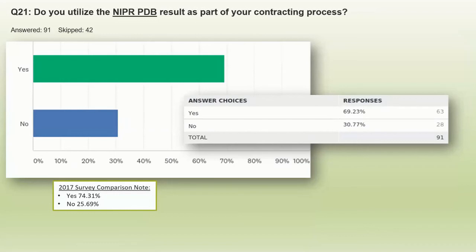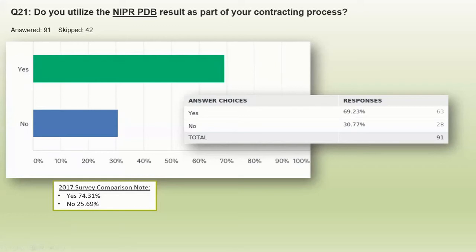So we're going to jump into the National Insurance Producer Registry's Producer Database, the PDB. If you're not familiar with this, then you may have stumbled into the wrong webinar. I believe most of the folks attending this webinar should be familiar with this producer database that is provided by the National Insurance Producer Registry. They are a key member of SILA and a whole bunch of other stuff. Pretty much everybody knows who they are.